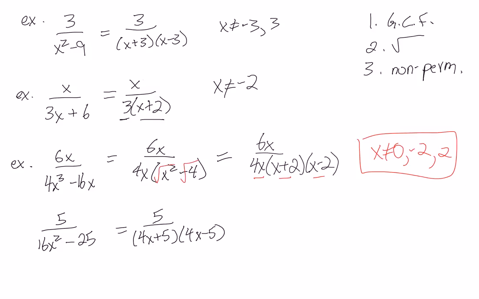Now remember, when we're doing these ones, you have to be careful of that 4 in front. So our non-permissibles will be the opposite: negative 5 divided by the 4, and then for the second one, positive 5 divided by 4. And that's it. We'll stop there, and we'll continue with this stuff more later on.